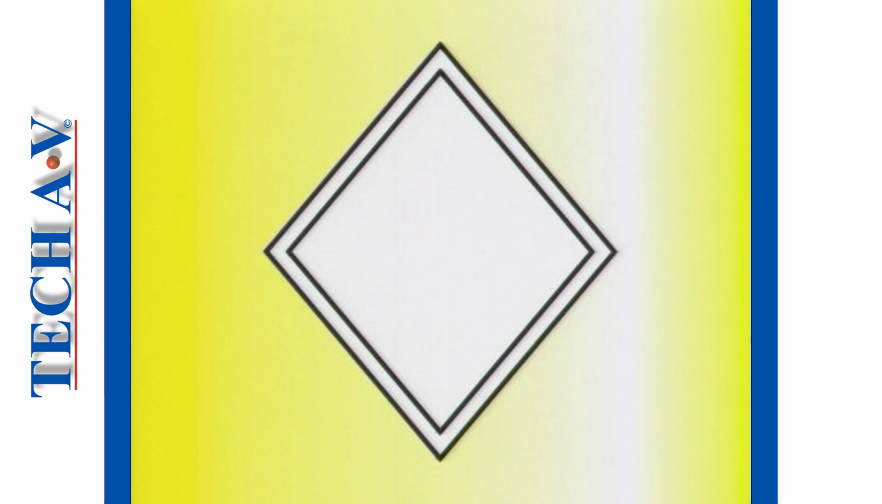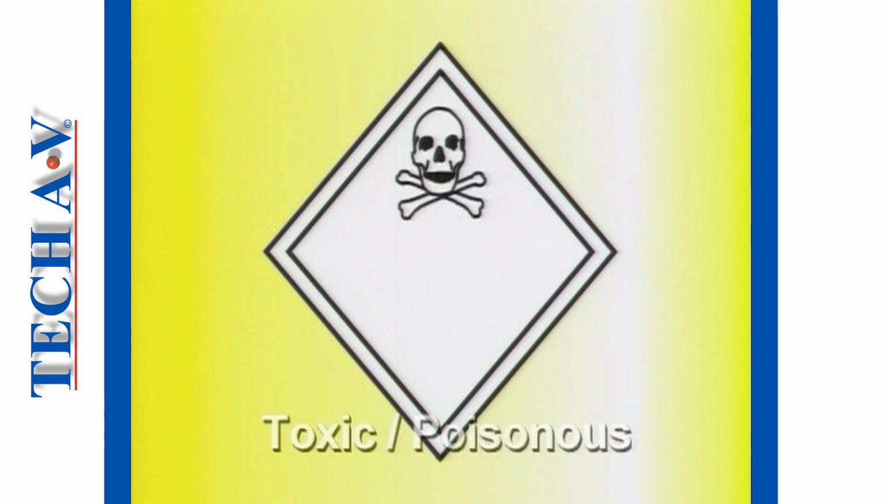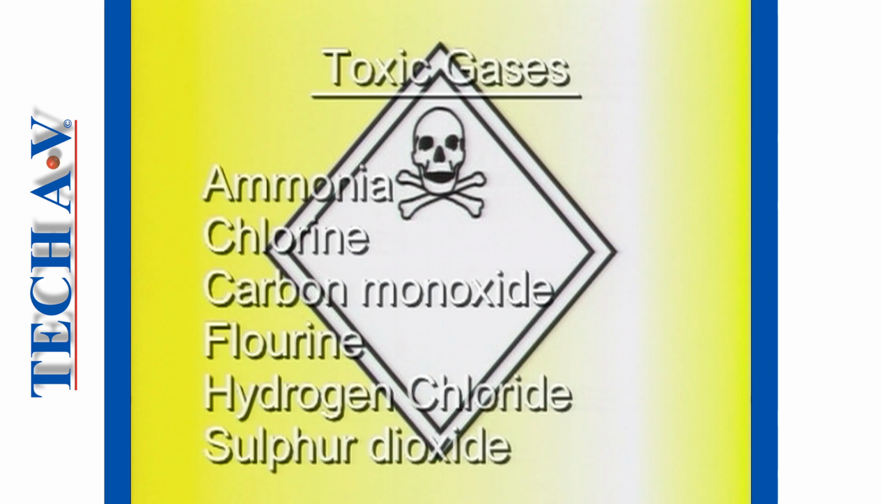The fifth hazard symbol, namely a white diamond bearing a skull and crossbones, denotes a toxic gas, or one that is poisonous. Gases in the toxic category include ammonia, chlorine, carbon monoxide, fluorine, hydrogen chloride, and sulfur dioxide.